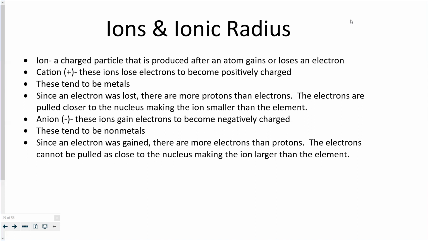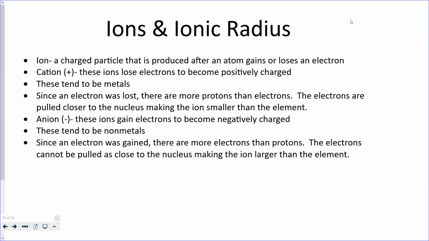Whereas anions are negatively charged ions. They gain electrons to have that negative charge. These are typically going to be our nonmetals. And since electrons are gained, there are more electrons than protons. The protons cannot hold onto the electrons as tightly, which in turn makes the ion larger than its original atom.